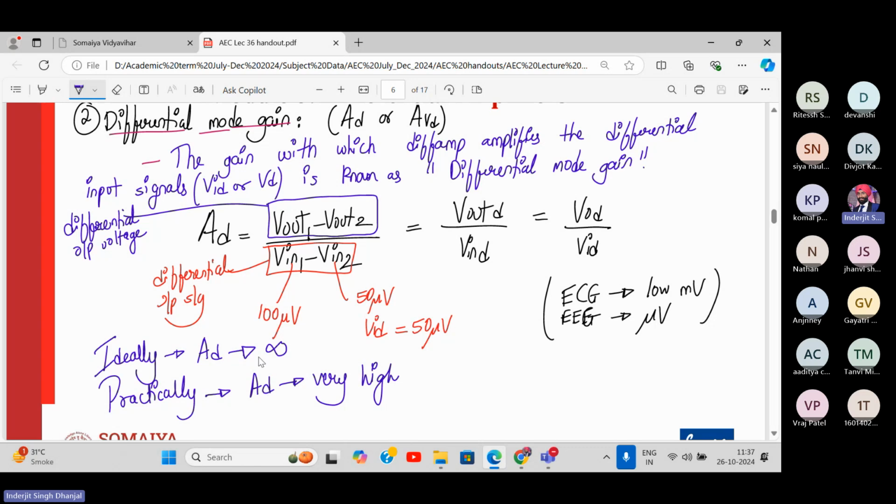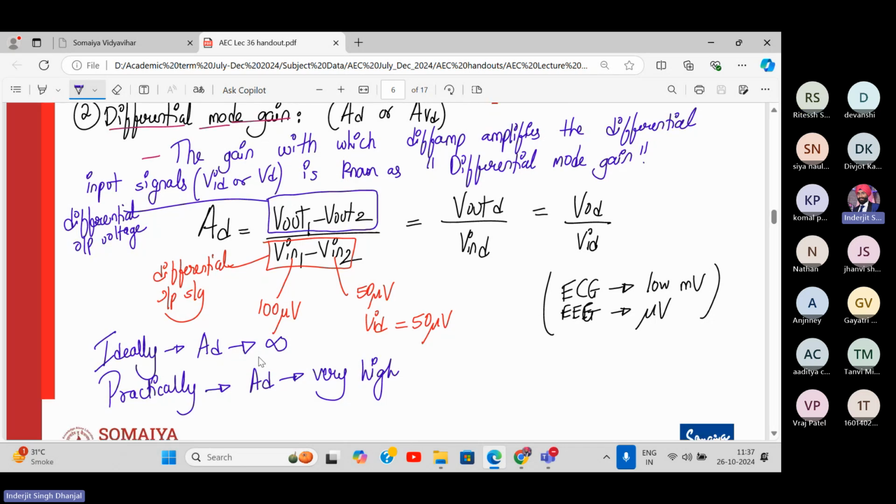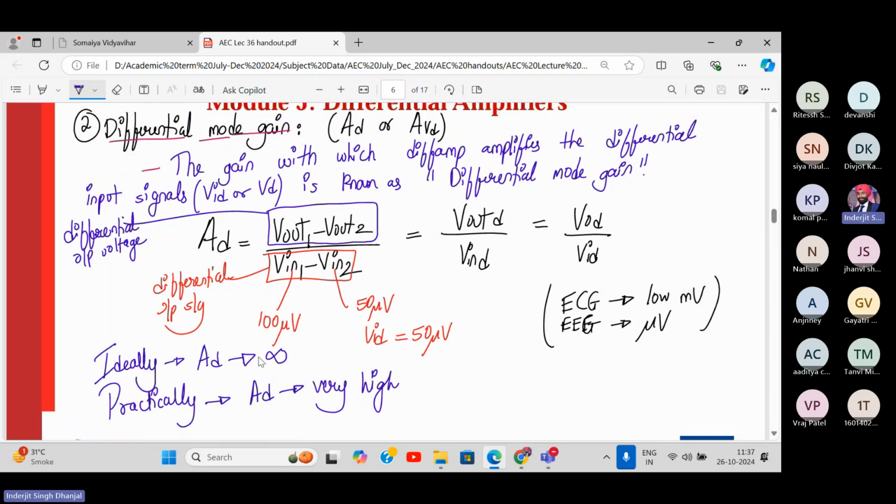Did you understand this concept, differential mode gain, everyone? Yes or no? Yeah, everything you're able to follow now? Yes, sir. Okay. Have you completed writing this? Shall I go to the next part?